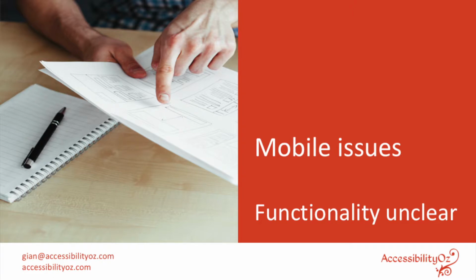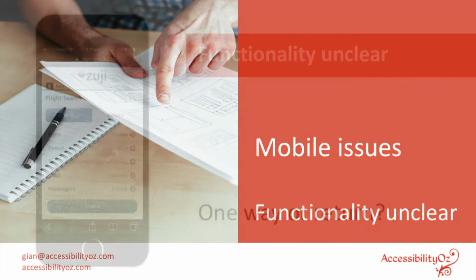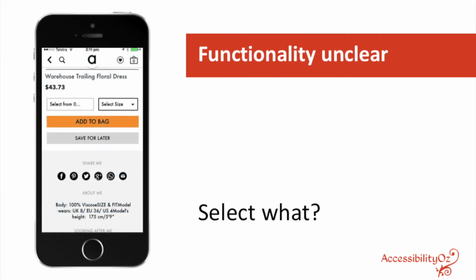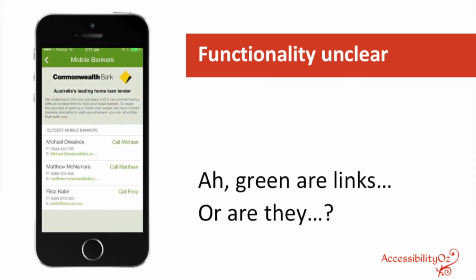Functionality unclear. So there's a whole lot of feedback mechanisms on desktops that you don't get on mobile. So for example, you can hover over something to see if it's active, you get a scroll bar, etc. That doesn't happen on mobile. So, which one is it? Is it one way or return? Like, I think it's one way, but I'm not too sure. And this one, select from zero. I'm not going to buy that item because I don't know what it is that I'm purchasing.